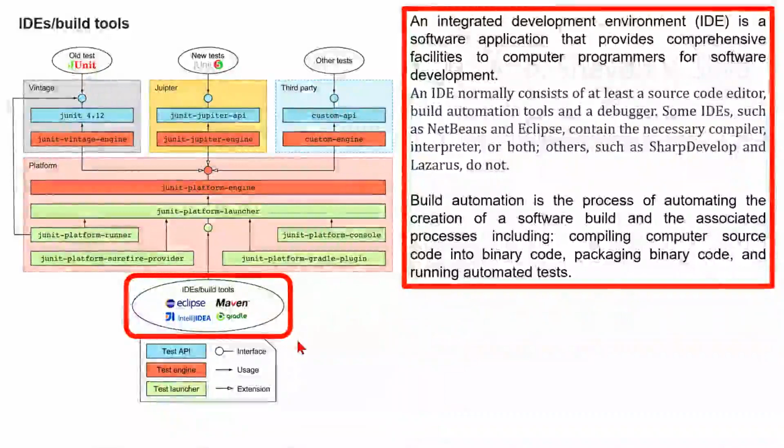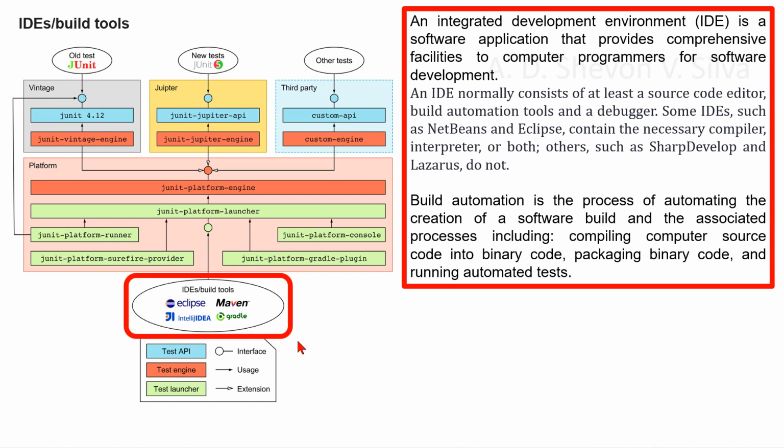An integrated development environment, IDE, is a software application that provides comprehensive facilities to computer programmers for software development. An IDE normally consists of at least a source code editor, build automation tools, and a debugger. Some IDEs, such as NetBeans and Eclipse, contain the necessary compiler, interpreter, or both. Others, such as SharpDevelop and Lazarus, do not.